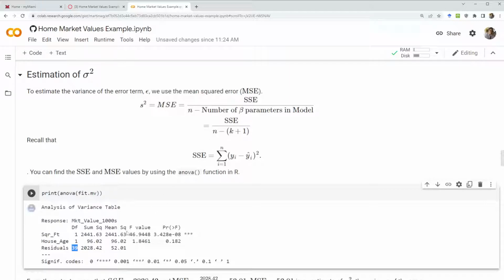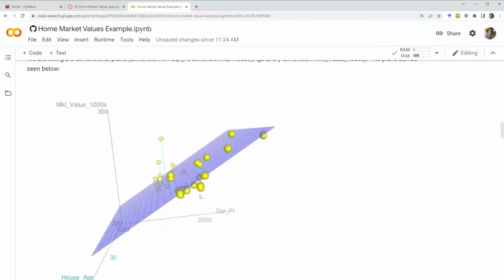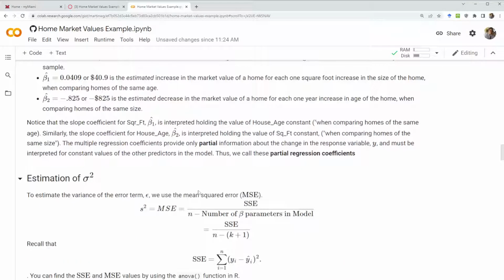So SSE, which we found under sum of squares residuals, divided by 39, is 52.01. That's MSE. That's the estimate of the variance of the error term. In other words, we estimate the variance around the regression plane to be exactly that number. That's the estimation for that value.